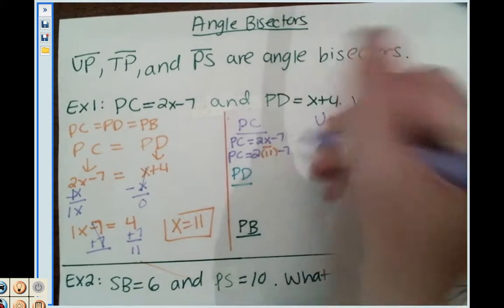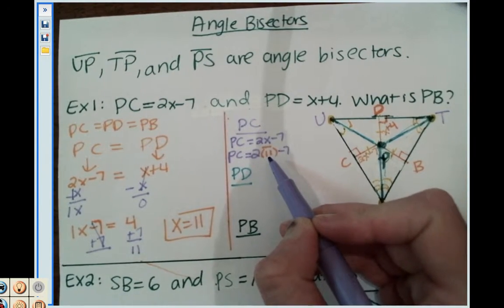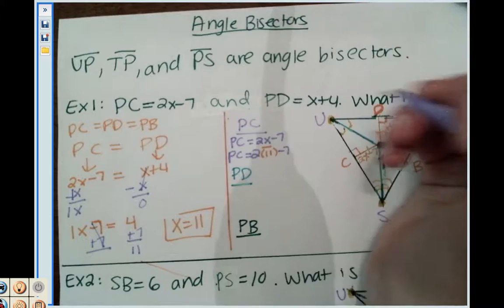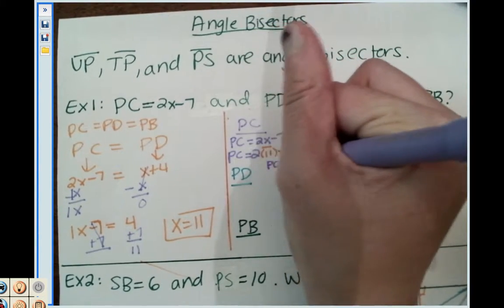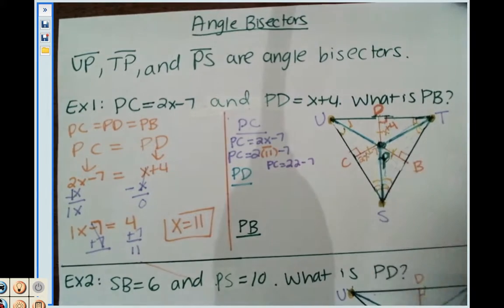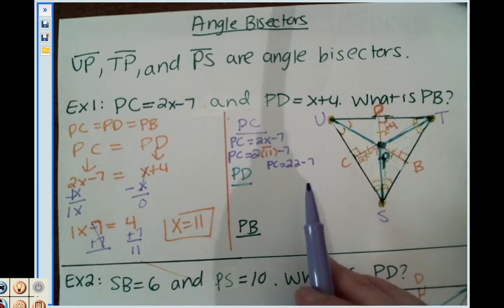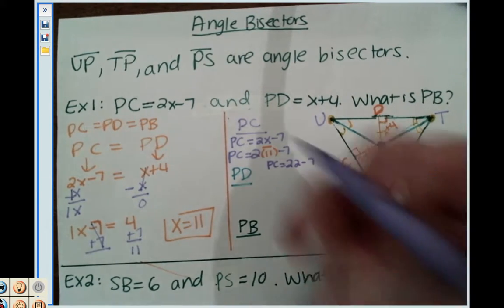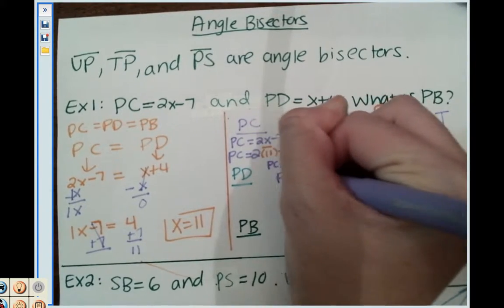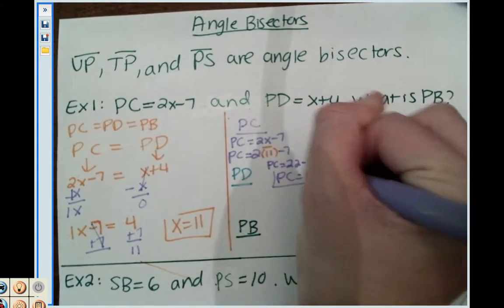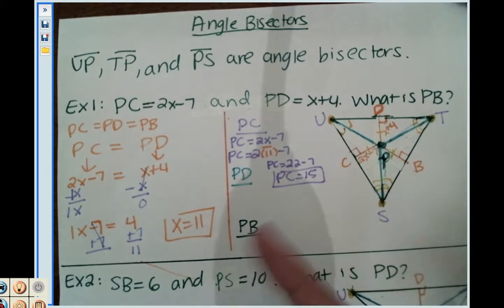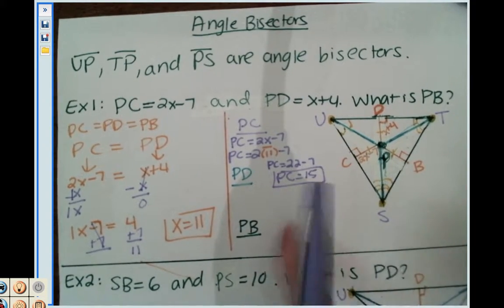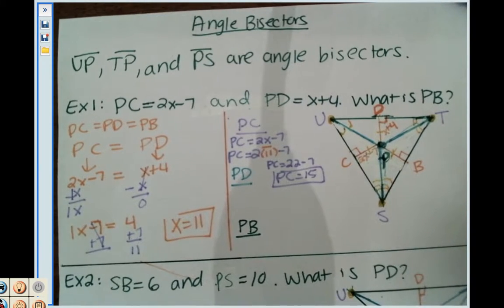Alright, let's see what we get. 2 times 11 is 22. PC equals 22 minus 7, and then 22 minus 7 will give me 15. So PC equals 15. If we did this right, PD will equal 15, which then means PB is definitely 15. So let's see if we get 15 again.